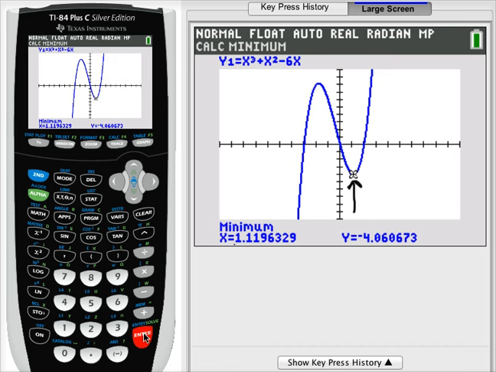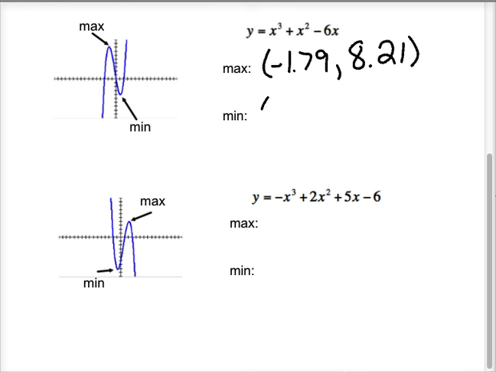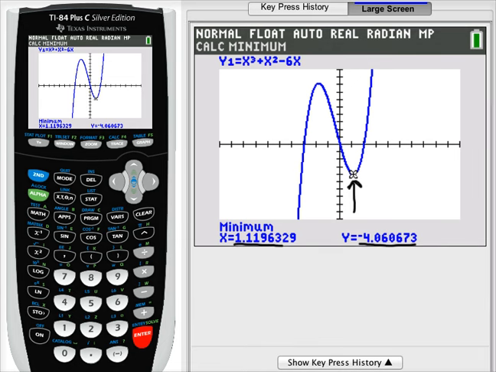And again, I get my values from right there. So I can see my x is 1.12, my y is negative 4.06. So when it asks me for the minimum, that's what I'm going to put, 1.12, negative 4.06. The point that is a minimum. And again, for a point, I need the x and the y. And that's really all you have to do. So just to make sure you see it one more time, I do have another example written on here. So let's go back to our calculators.